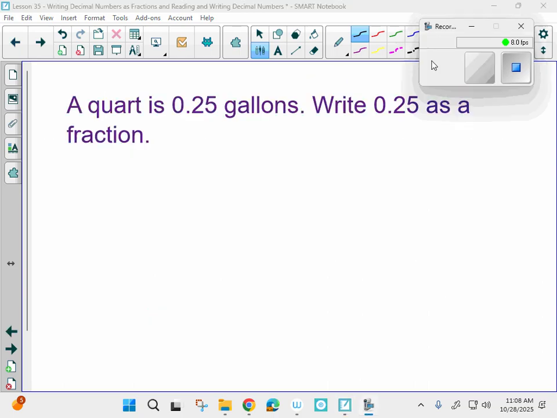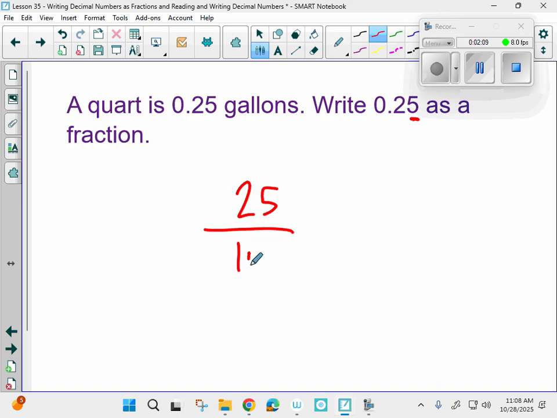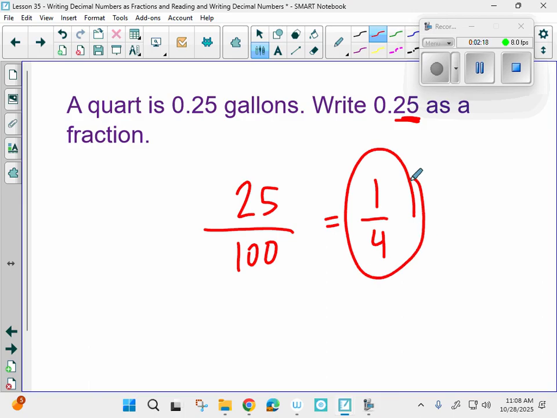All right, a quart is 0.25 gallons. Write 0.25 as a fraction. So it ends in what place value, you guys? Hundredths, okay? So again, it's tenths, hundredths. So this is going to be 25 over 100, or there's 2 places here, so there's 2 zeros here. And yes, this reduces to 1/4. 25 goes into 25 once, 25 goes into 100 4 times.